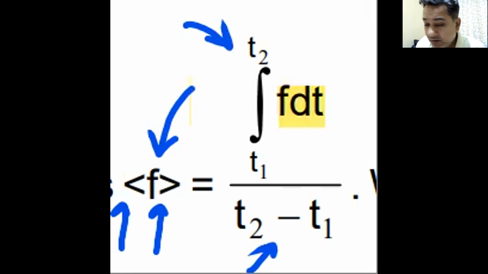Have you noted it down? You have to remember this, because a straightforward question can come from this. Then you will have to mark it correctly. You have to remember this formula: integral of f dt divided by time.